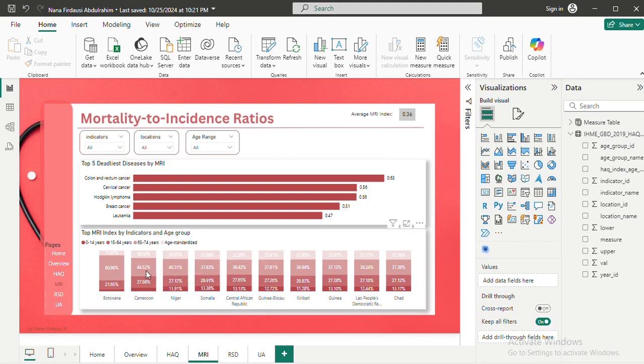And then we go to Cameroon. Here too we can see that the 65 to 74 have the highest mortality rate, as they have the highest liability to die from these diseases. So we can see that across Niger, Somalia, Central African Republic, and the rest. So let's go to the RSD.